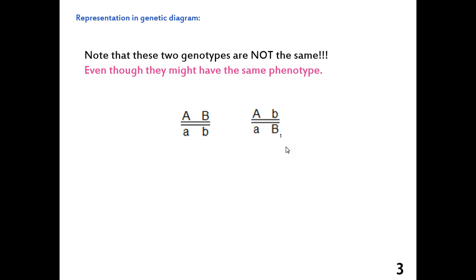However, do note, if you look at these two diagrams, while they might have the same phenotype, genotype-wise, they are not the same. This is because in the diagram to the left, capital letter A allele and capital letter B allele are found on the same chromosome, while in the diagram on the right, capital letter A allele is linked to small letter b allele. So genotype-wise, these two diagrams are not the same.